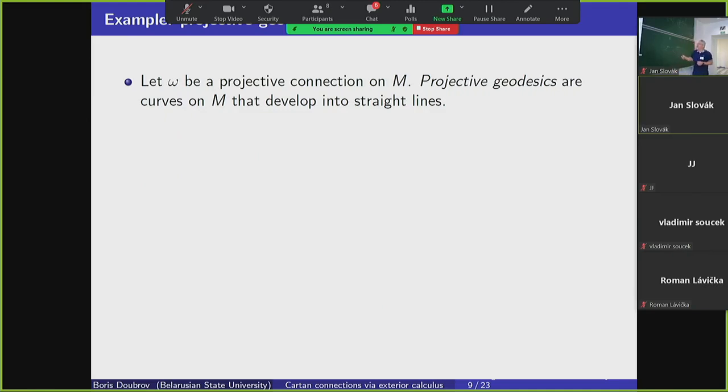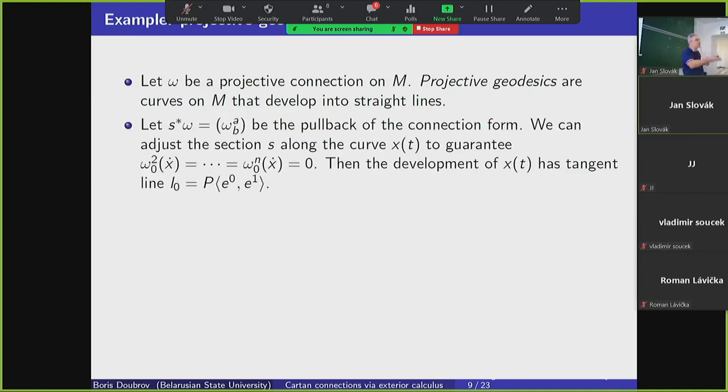In projective geometry in particular, we have a pretty easy definition. Let omega be a projective connection, then a projective geodesic is exactly a curve that develops into a straight line. There are other points of view on projective connections, which are based on equivalence classes of torsion-free affine connections, etc. Then you would have a different notion of a geodesic, coming from affine geometry. Here it's a definition purely in terms of projective geometry. I do not consider any affine connections related to a projective connection. And most importantly, it easily generalizes to tons of other examples.